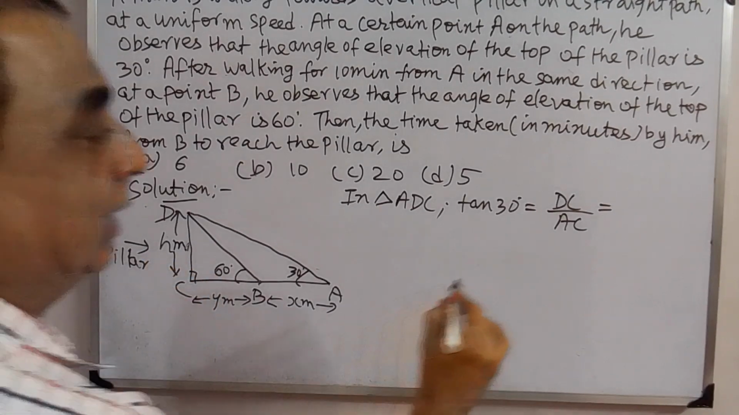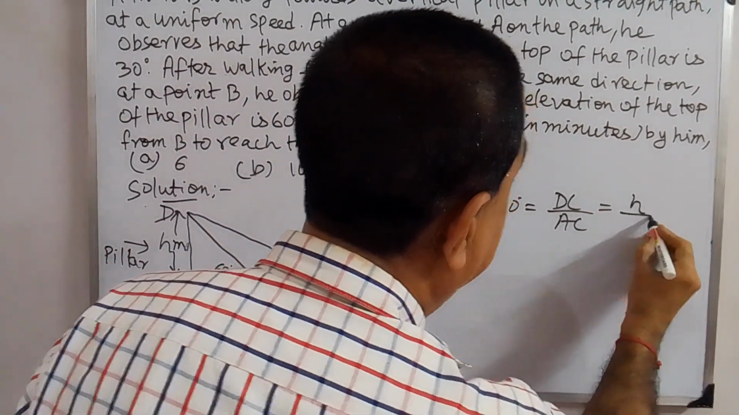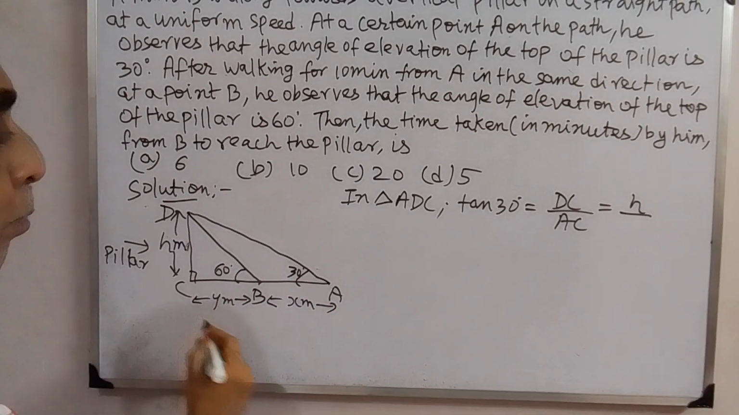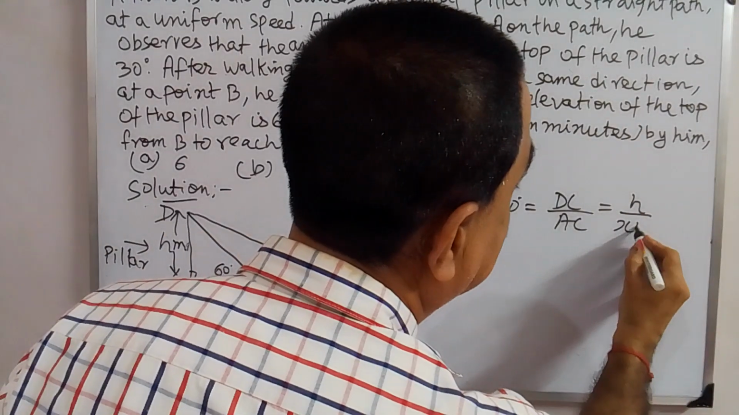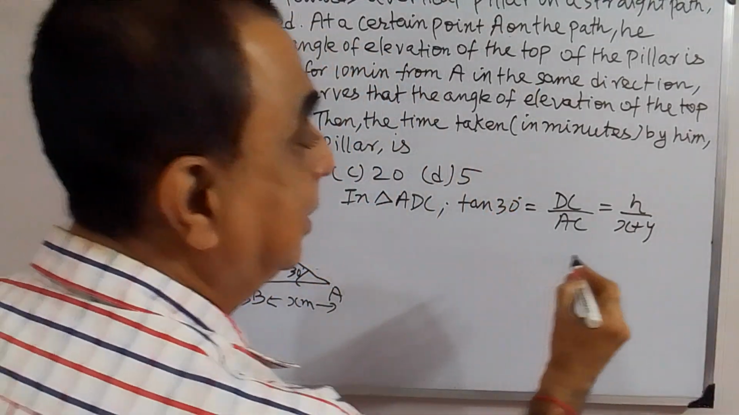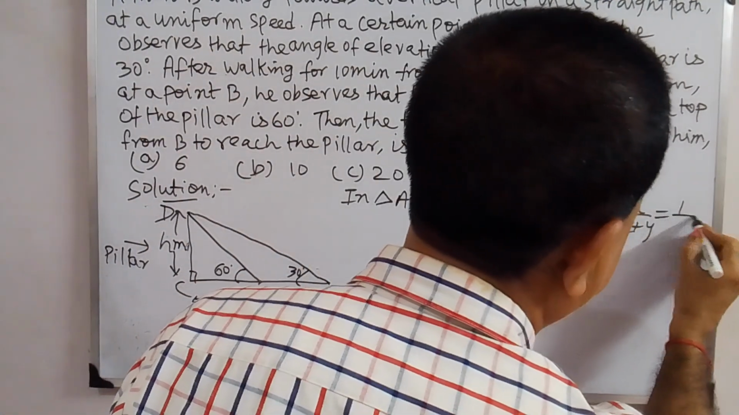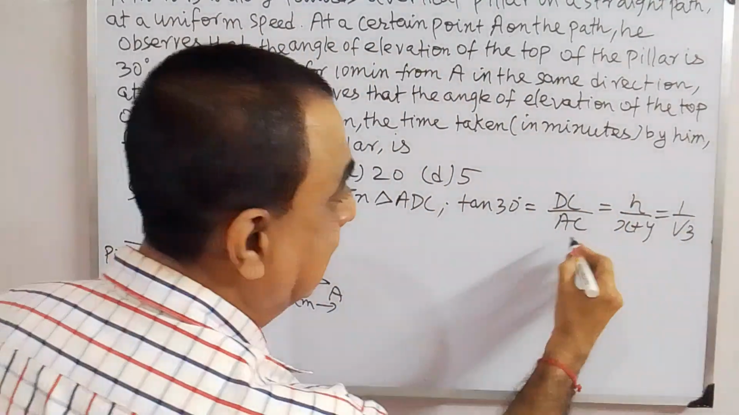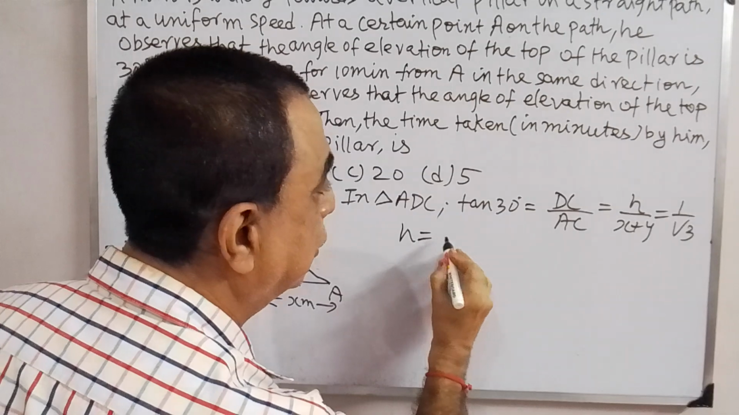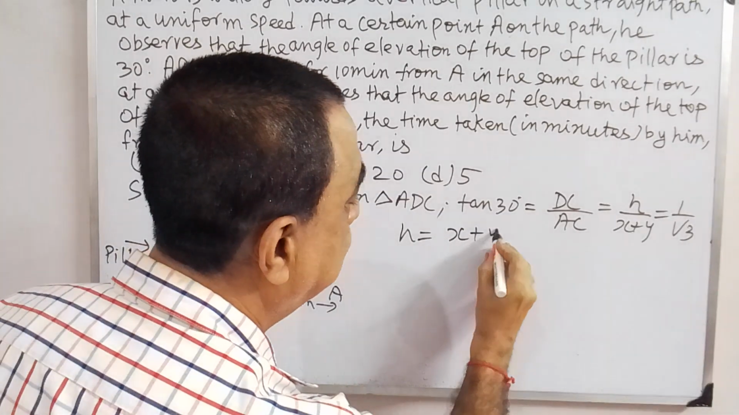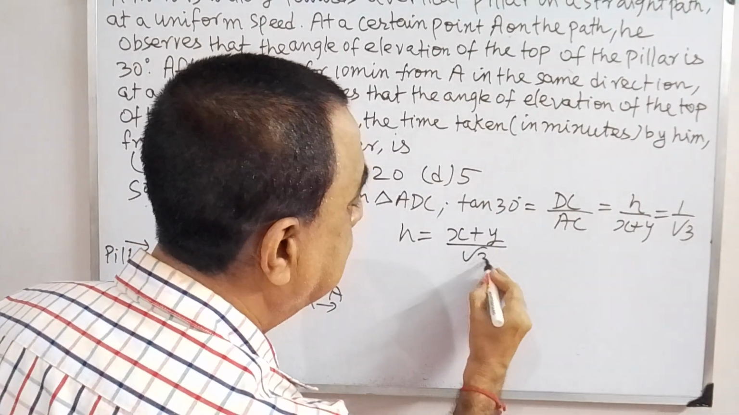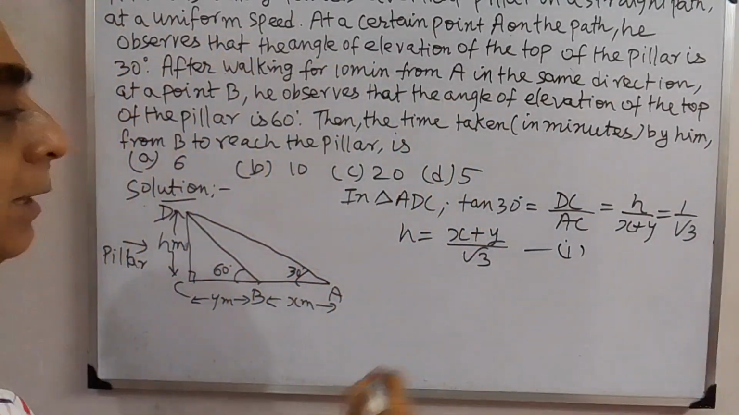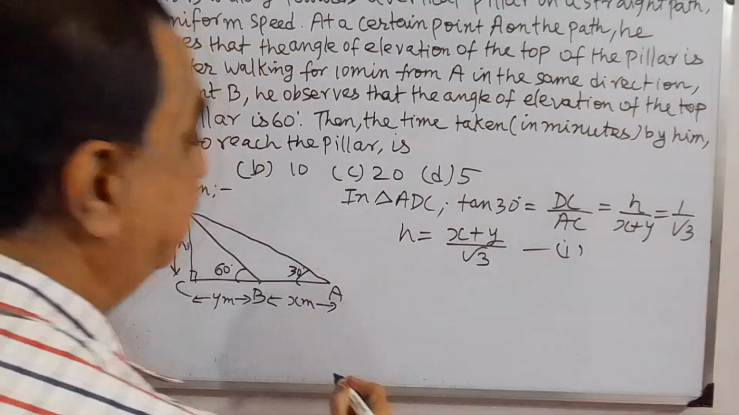DC I have taken as H, and here AC will be X plus Y. So this is X plus Y, and the tan 30 degree value is 1 by root 3. So we are getting H is equal to (X plus Y) divided by root 3. So this is the first equation. I have written this equation as first.